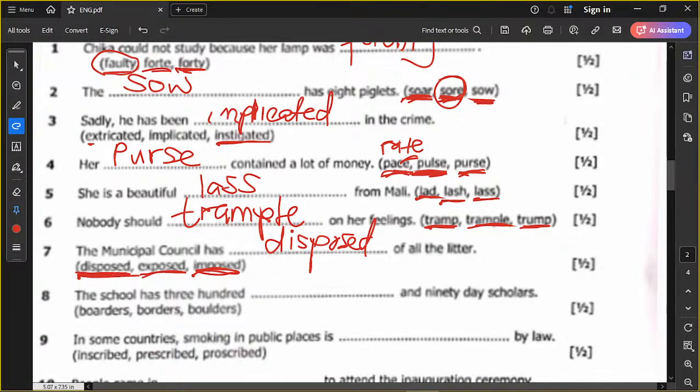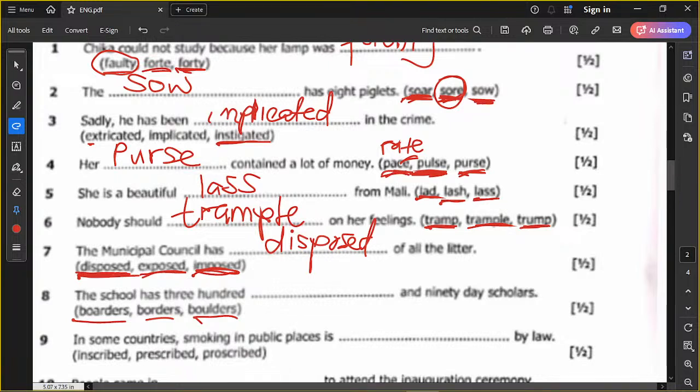Okay, we come to question 8. Question 8. The school has 300 dash and 90 day scholars. Okay, so we have got borders, boarders. Okay, so we want to understand the difference of these two words before we talk about it.